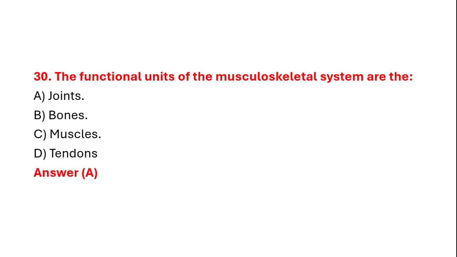Question number 30. The functional unit of the musculoskeletal system is. Option A, joints. Option B, bones. Option C, muscles. Option D, tendons. Correct answer is option A, joints.